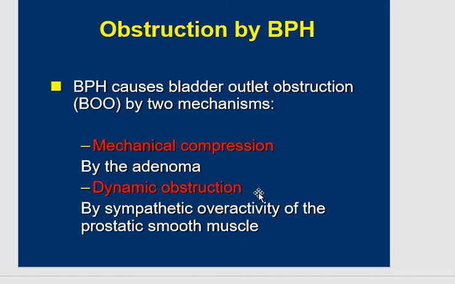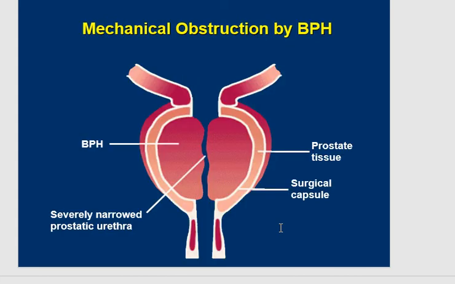So obstruction in BPH is twofold. One is mechanical compression by the adenoma increasing prostatic tissue, and number two is the dynamic component of the obstruction, which is due to increased sympathetic activity of the prostatic smooth muscle. The normal smooth muscle of the prostate becomes overactive. So this is the mechanical or the physical obstruction.